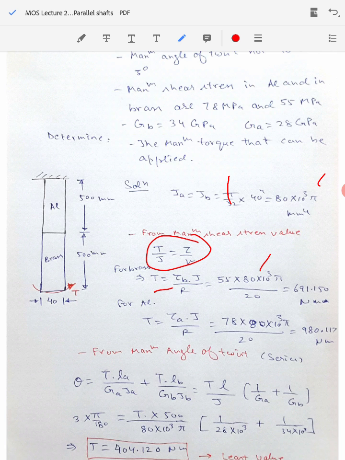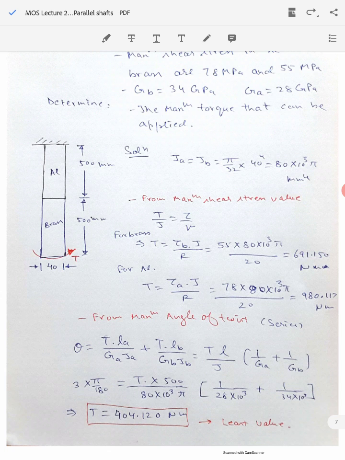J we have just calculated here. The radius of the shaft is 20 millimeter because the diameter is 40. The permissible value for shear stress is 55 megapascal, which is given in the numerical. You calculate the value of torque from this as 691.150. You apply the same formula for the aluminum shaft, and for the permissible value of tau A, this time you will substitute 78 megapascal, and you calculate the value of permissible torque that can be applied in this case as 980.117.